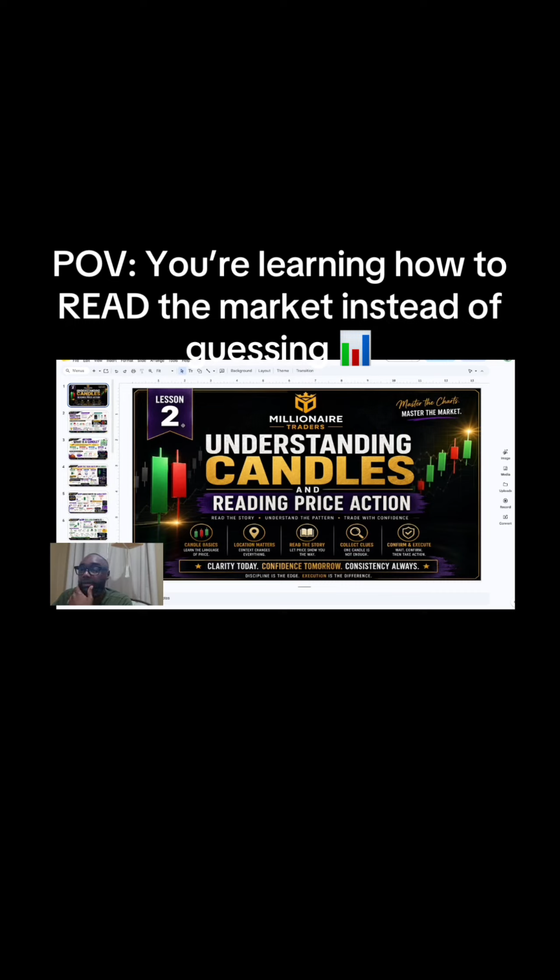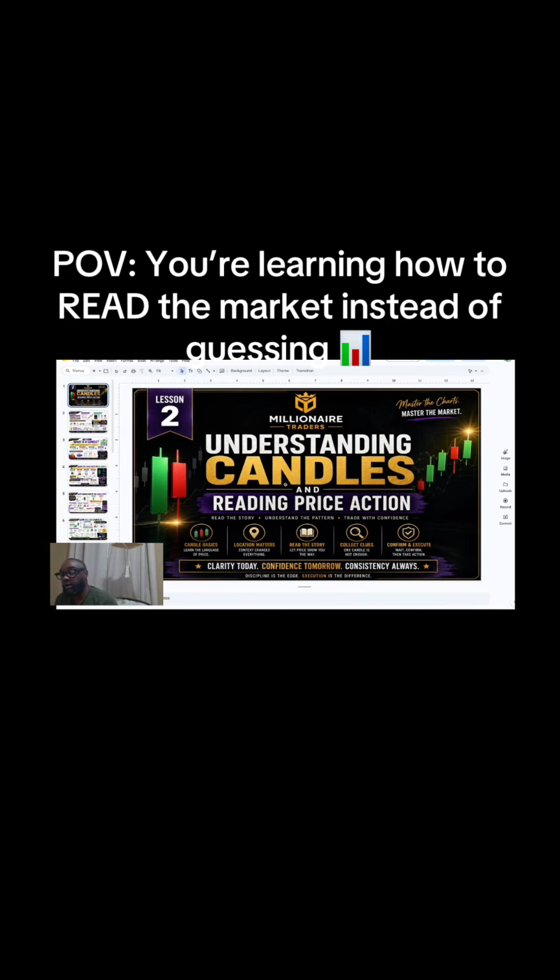I don't know if you guys can see this. This is lesson 2, understanding candles and price action. Basically going over the candles, the candle basics, learning the language of price.